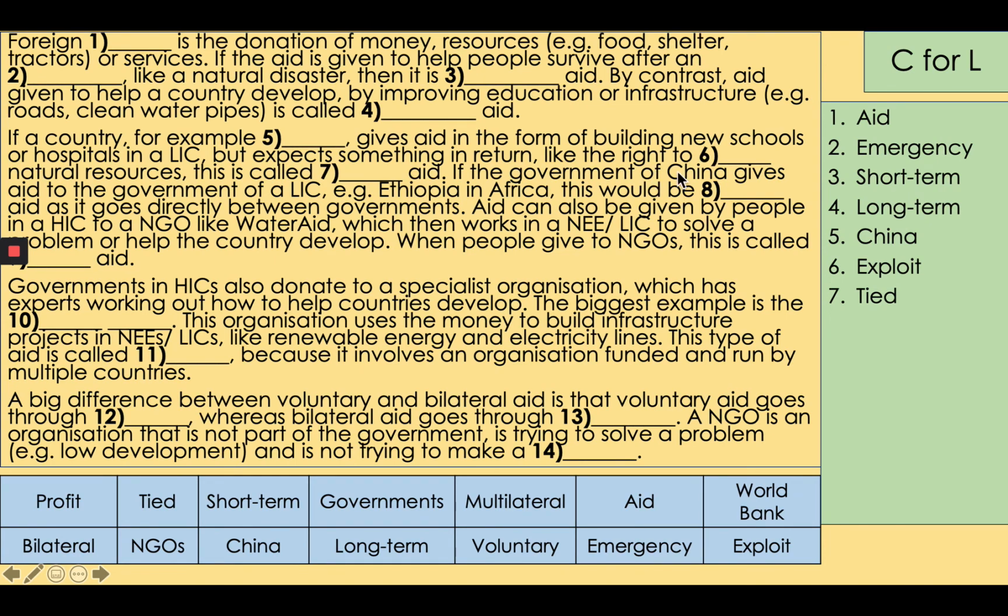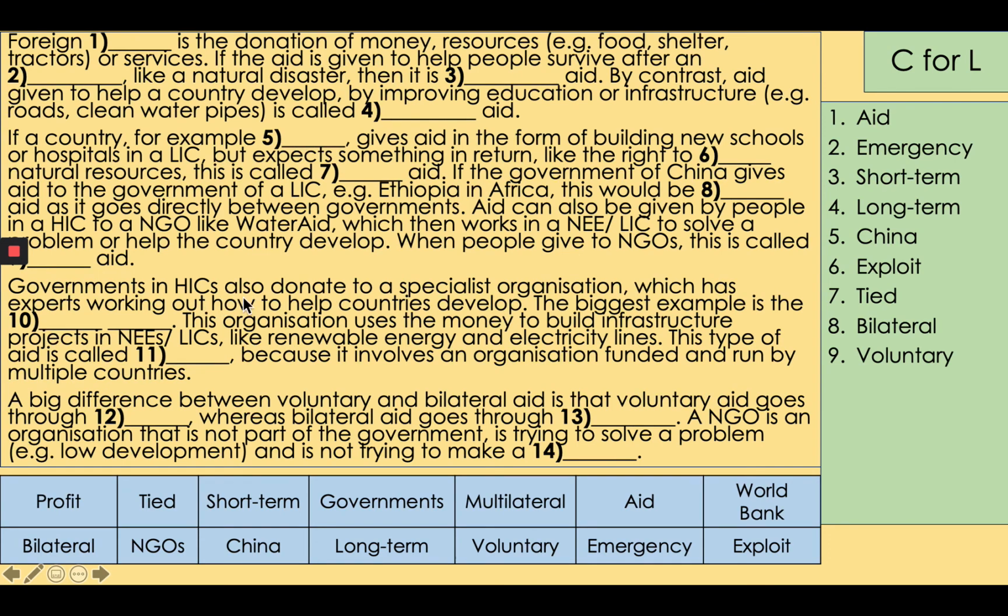If the government of China gives aid to the government of an LIC, for example Ethiopia in Africa, this would be bilateral aid, as it goes directly between governments. Aid can also be given by people in an HIC to an NGO like WaterAid, which then works in an NEE or LIC to solve a problem or help the country develop. When people give to NGOs, this is called voluntary aid, number 9.